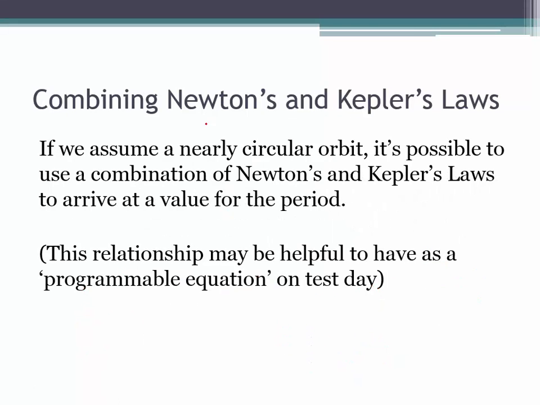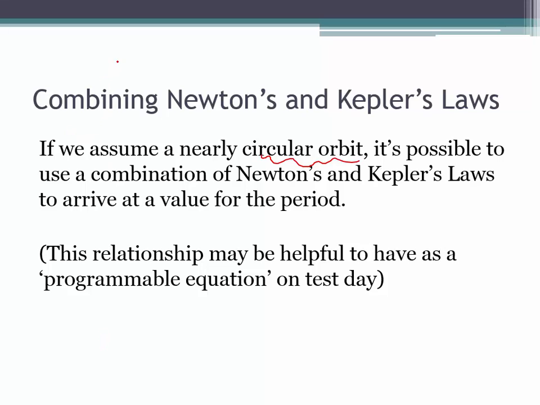Okay, so if we assume a nearly circular orbit, which is what we're going to do next, it's possible that we can combine the two, Newton's and Kepler's laws, to have a value for the period of a satellite, or the period of something that's orbiting around something else. I'm going to tell you this relationship could be helpful to have as a programmable equation. I've seen it on an FRQ once in the past 10 years. That's not to say that they're not going to do it again, but I want to at least have you guys introduced to the concept.